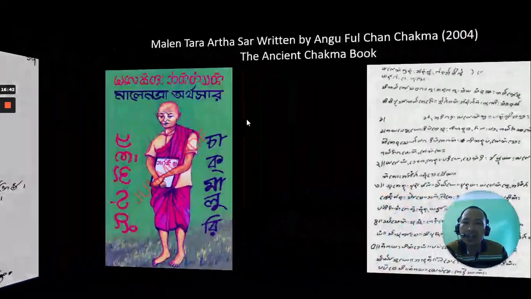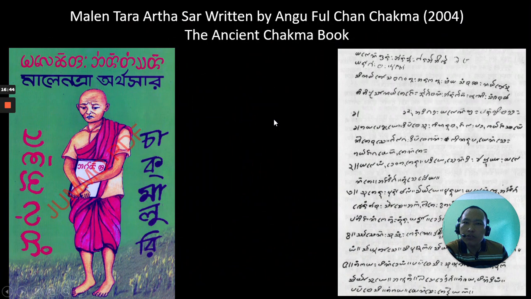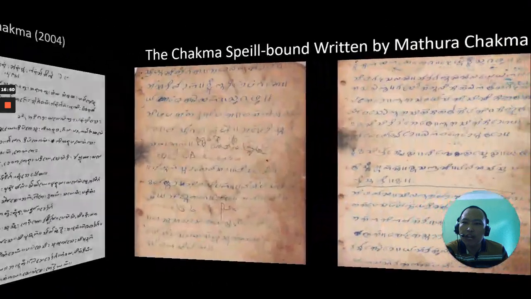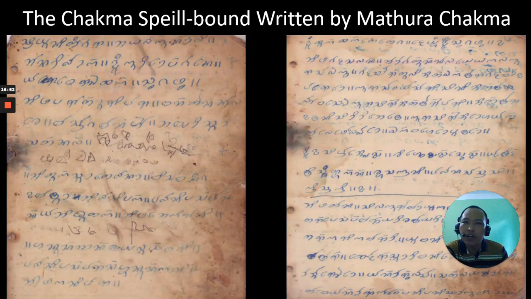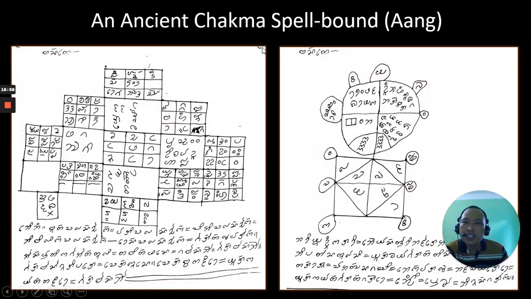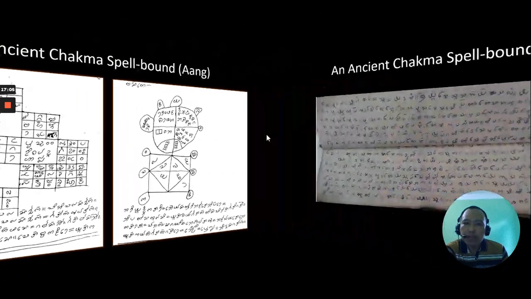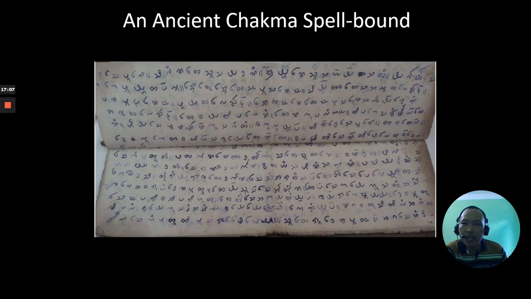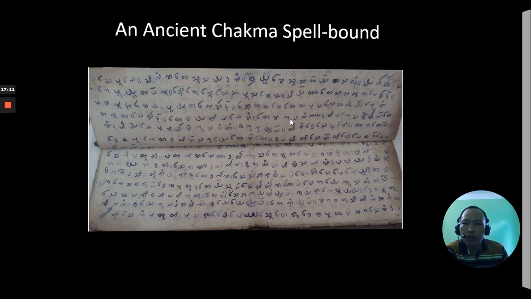This is the handwriting style. Malentra Otosa written by Angupul Chand in 2004. This is the handwriting style. Chakma spellbound written by Motura Chakma. This is the handwriting style. The ancient Chakma spellbound we call Angs. It is used for illness and preparing for illness. And ancient Chakma spellbound is one kind of mantra.